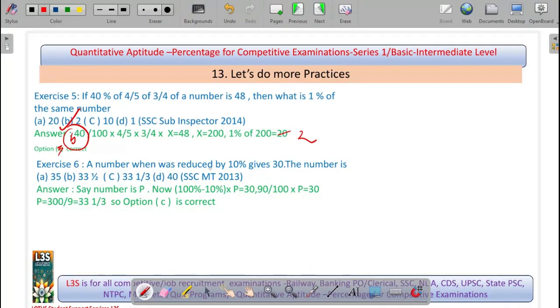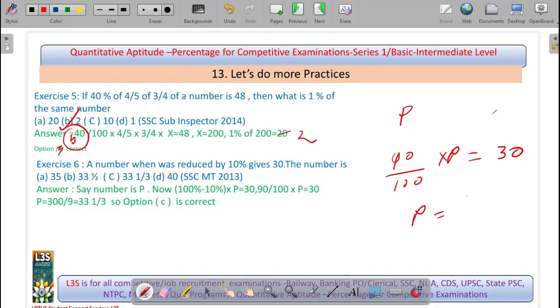Next one: a number when reduced by 10% gives 30. Say the number is P. When the number is reduced by 10%, 100 minus 10 is equal to 90%. So 90% of the number P is equal to 30. So what is the number?